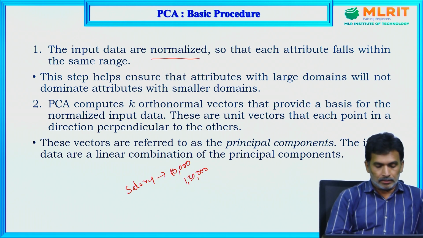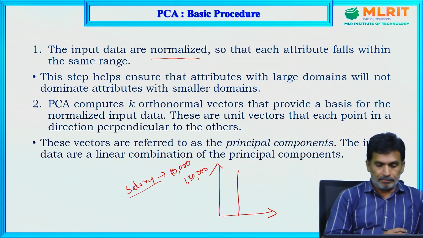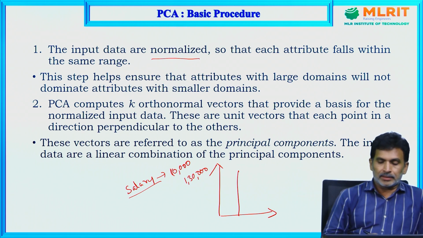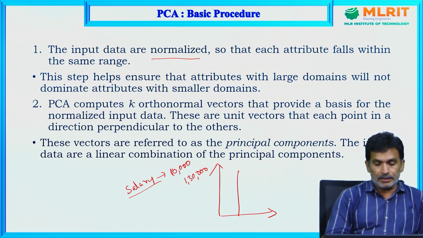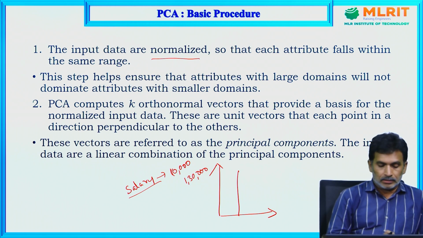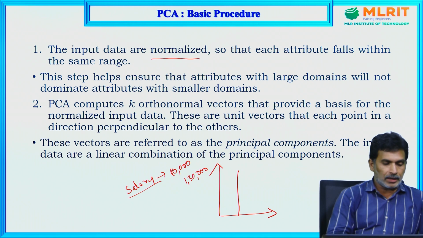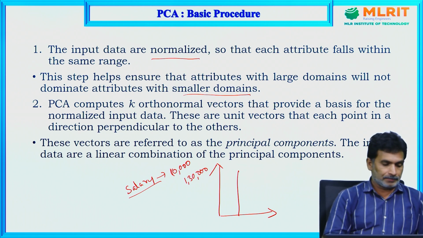And if you plot this data on a two-dimensional space, then obviously this salary attribute dominates all the rest of the attributes. So for that purpose, we have to normalize the data so that we can clearly see the relationship between all the attributes. That means this first step helps to ensure that the attributes with large domains will not dominate attributes with smaller domains.